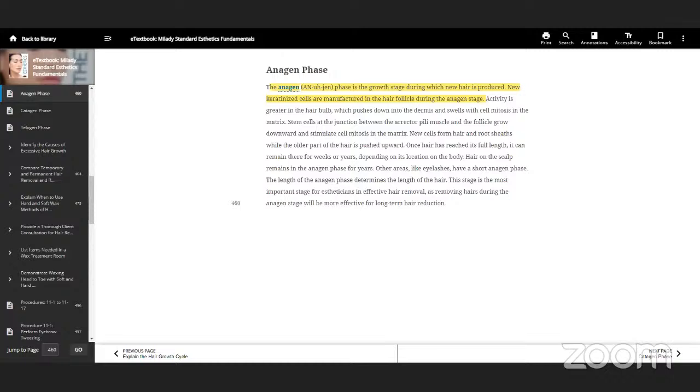Hair on the scalp remains in the anagen stage for years. All right, hairdressers. So when your clients are saying, you know, my hair has not been growing for 2 years, when in fact, the hair.